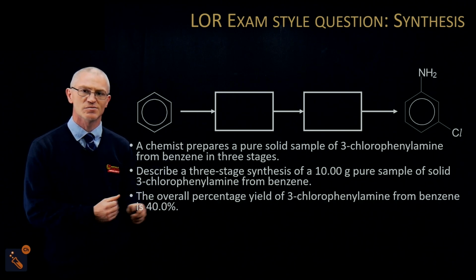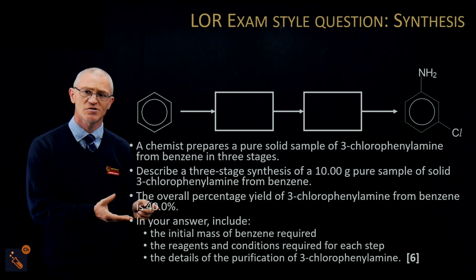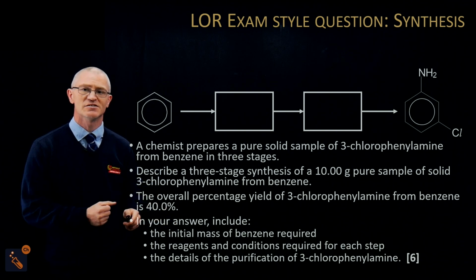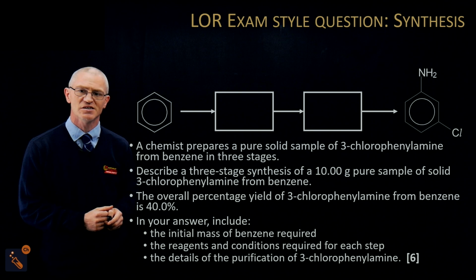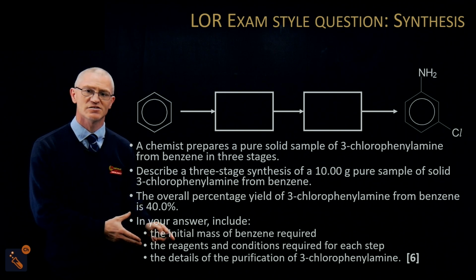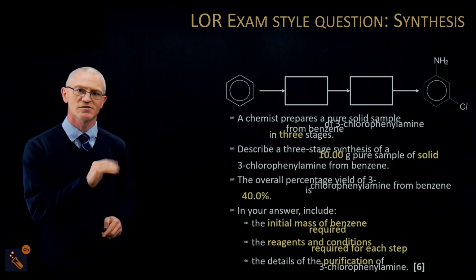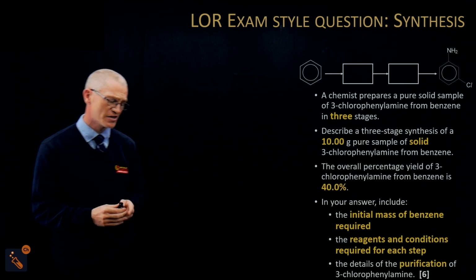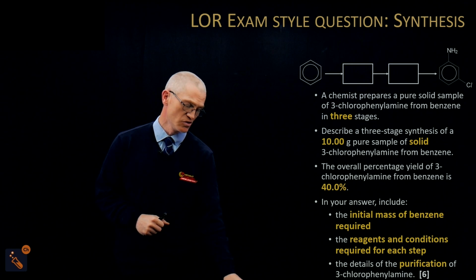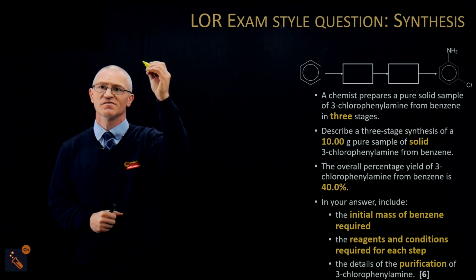Overall percentage yield is 40%. Okay, so it's going to ask you to work out the initial mass of benzene. So that's why you're going to have to do a yield calculation, reactants and conditions, and the details of purification. Now let's put this to the side. And hopefully you've got those three equations already, but let's do the synthesis first.